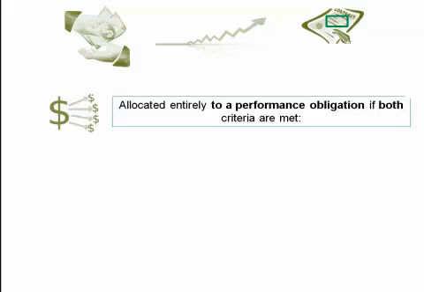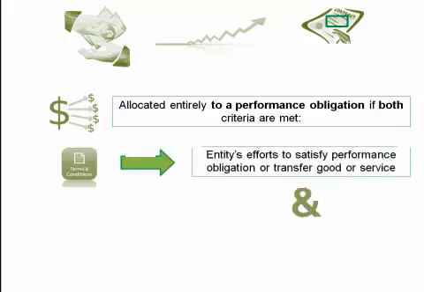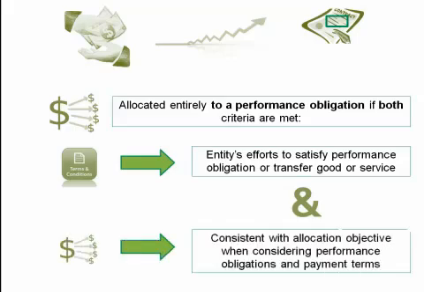obligation or to a distinct good or service that forms part of a single performance obligation if both of the following criteria are met. First, the terms of a variable payment relate specifically to the entity's efforts to satisfy the performance obligation or transfer the distinct good or service, and secondly, allocating the variable amount of consideration entirely to the performance obligation or the distinct good or service is consistent with the allocation objective when considering all of the performance obligations and payment terms in the contract.